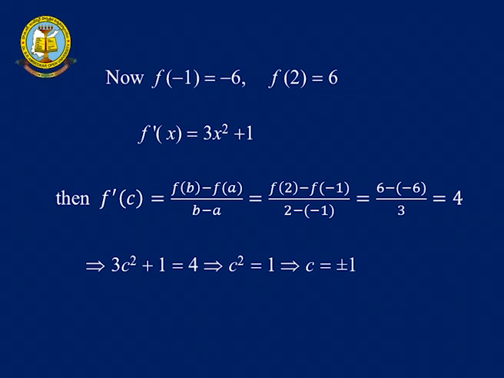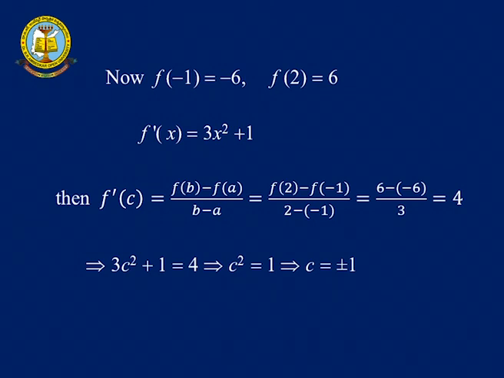Now come to f dash of c. F dash of c is what? F of b minus f of a by b minus a. Here b value is 2, that is f of 2 minus, and a value is minus 1, that is f of minus 1, by 2 minus of minus 1. We already found that f of 2 is 6, f of minus 1 is minus 6. Just substitute the values there and we get 6 minus minus 6 by 3, that becomes 12 by 3. 12 by 3 equal to 4.